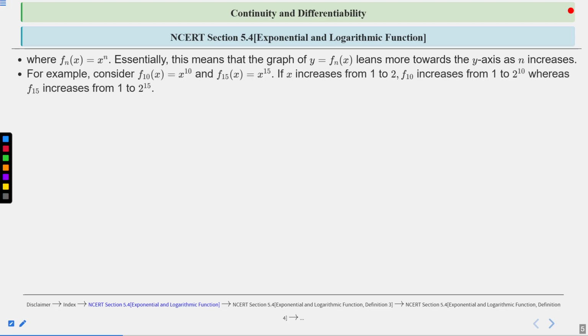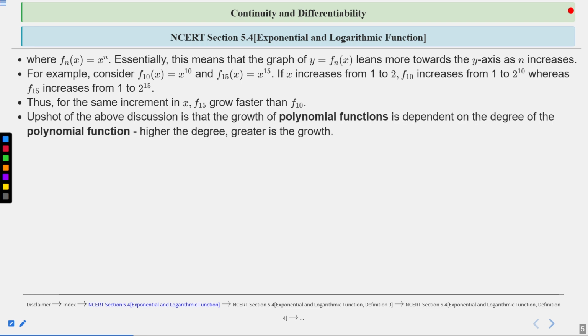For example, consider f10(x) equal to x to the power 10 and f15(x) equal to x to the power 15. If x increases from 1 to 2, f10 increases from 1 to 2 to the power 10, whereas f15 increases from 1 to 2 to the power 15. Thus, for the same increment in x, f15 grows faster than f10.